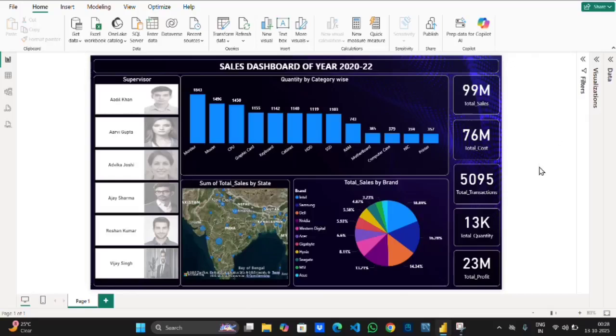Let's move to the conclusion part. This dashboard gives a clear and simple overview of company's sales performance from 2020 to 2022. It helps non-technical users understand how sales, cost, and profit are connected. The data also supports better business decisions for marketing, supply chain, and supervisor performance management.